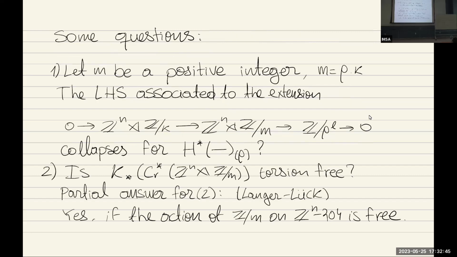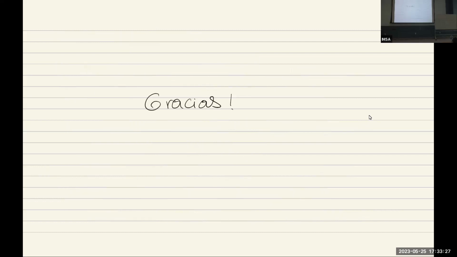And some questions to finish. For example, what happens if you consider a number that is not a sum of three squares, any positive integer? The question is whether you could consider some coefficients in such a way that the Lyndon-Hochschild-Serre spectral sequence collapses? And the other one is whether this group is torsion free. Partial answer for the second question: Langer and Lück proved that it is true if the action of Z^m over this set is free. Okay, thank you.